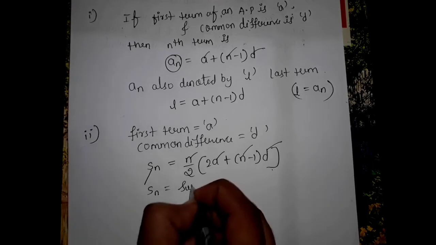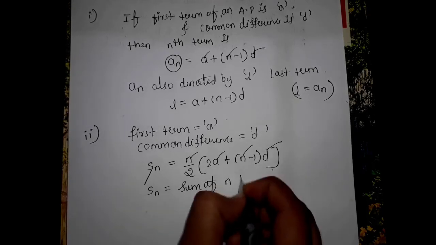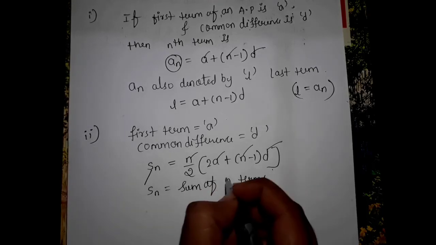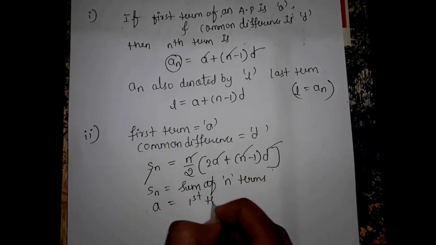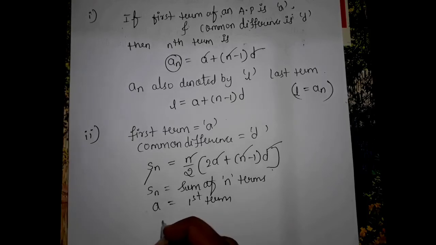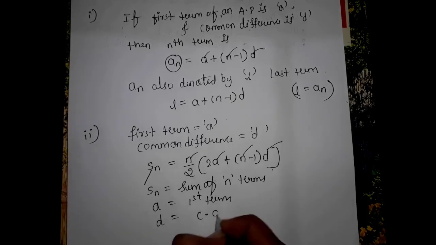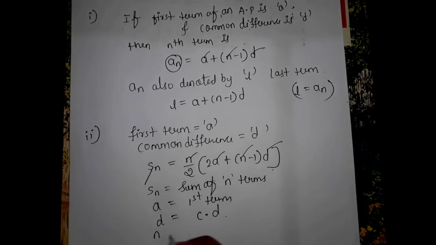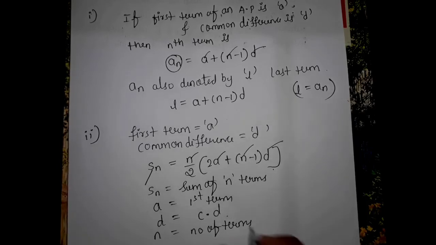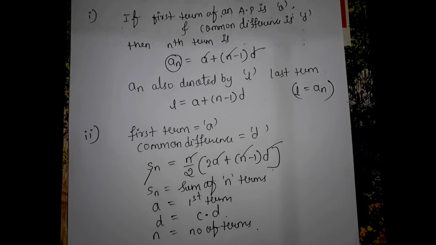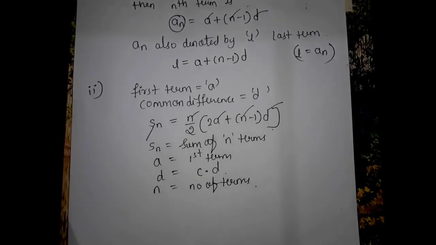Sn means sum of n terms, a is the first term, d the common difference, and n is the number of terms. As I go on explaining, please note down. This will help you in examination so that you can revise from here only.